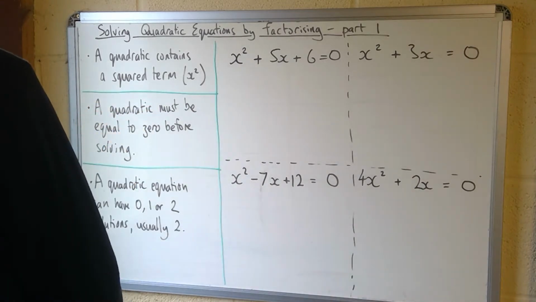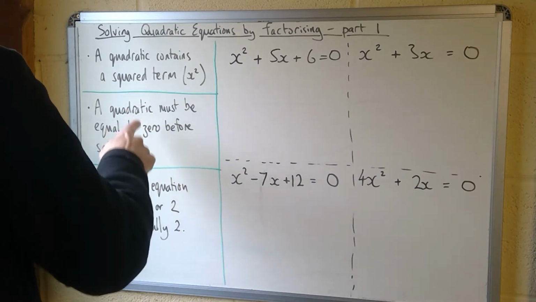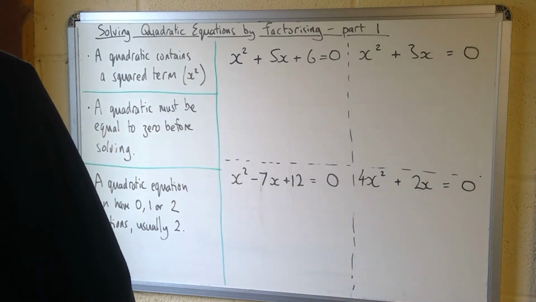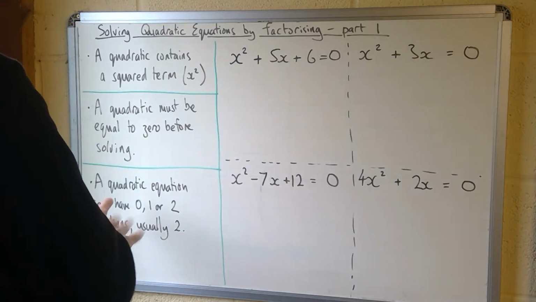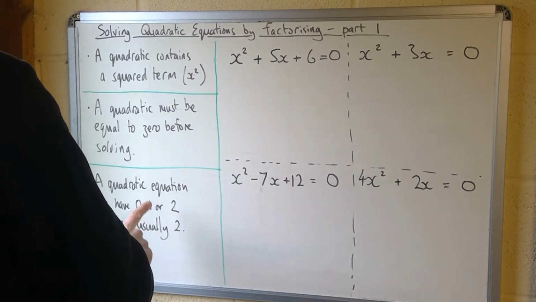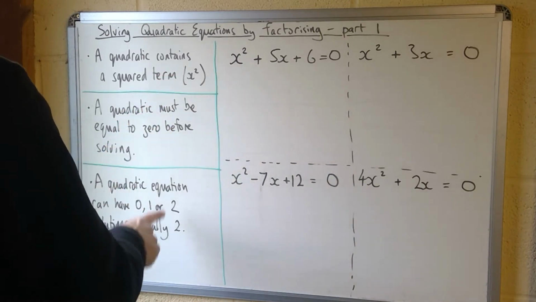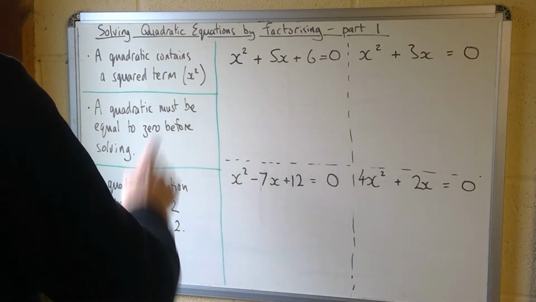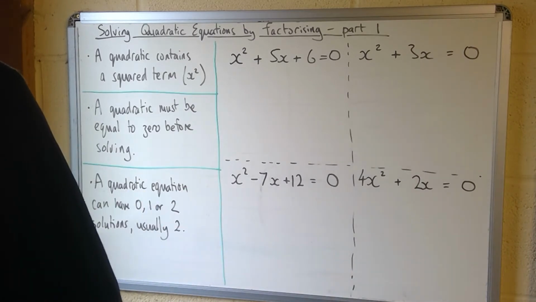Before we can solve a quadratic equation, it must be equal to 0. I'll explain why this is the case as we go along, but it's very, very important to remember that before we solve it, it must be equal to 0. And the third thing, a quadratic equation can have 0, 1 or 2 solutions. So there can be no answers, one answer or two answers, usually 2. And that's quite unusual. It's probably the first time we've come across equations that have 2 solutions and they're both correct. It isn't that one's better than the other, they're both correct.